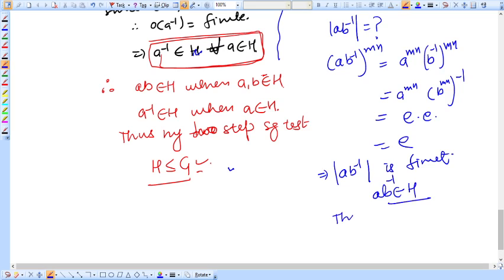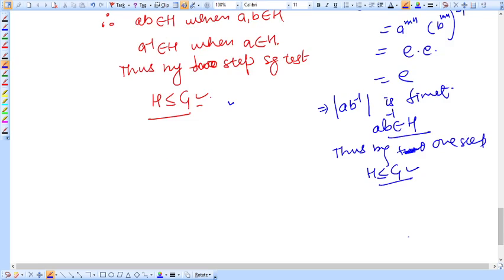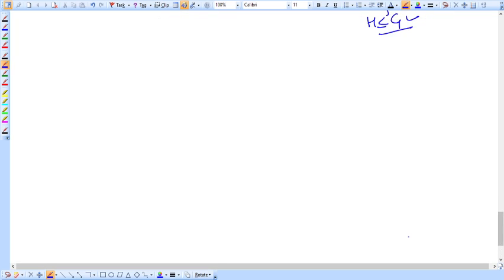Thus by the one step subgroup test, H is a subgroup of G. Hence we have proved that H is a subgroup of G. So now a few more examples.